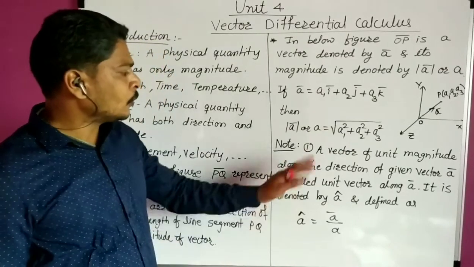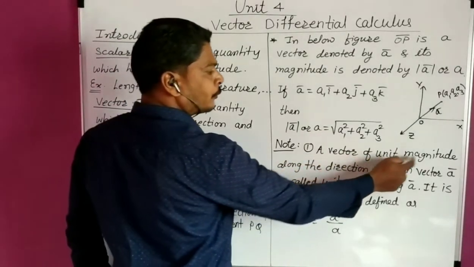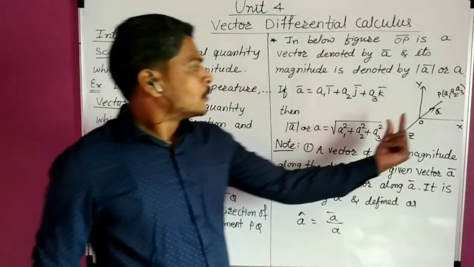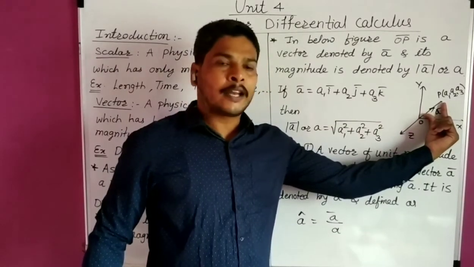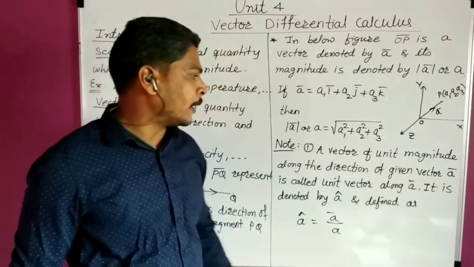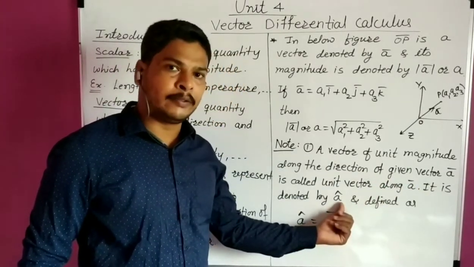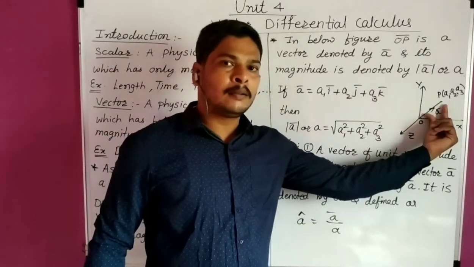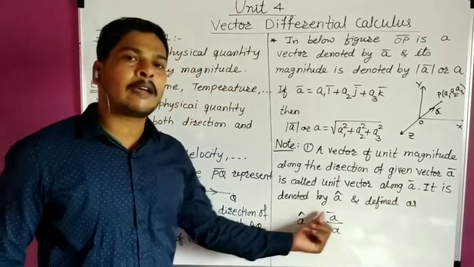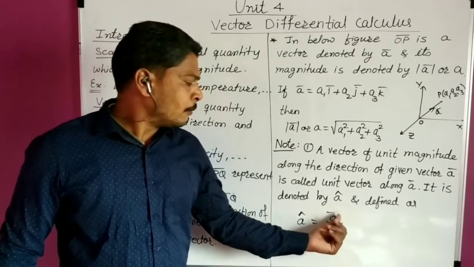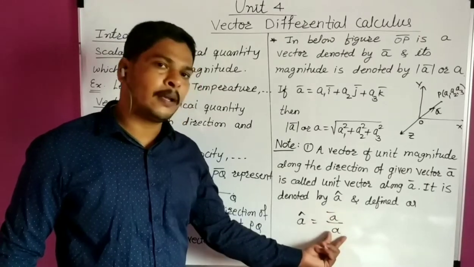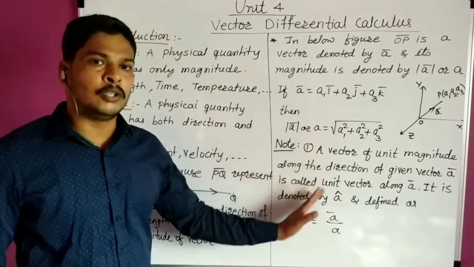The first note is a vector of unit magnitude along the direction of a given vector A bar. The unit vector in the direction of vector A bar is called the unit vector along A bar, and it is denoted by A cap. It is defined as A cap is equal to A bar divided by A, meaning dividing this vector by the magnitude of that vector. So this is the first note.